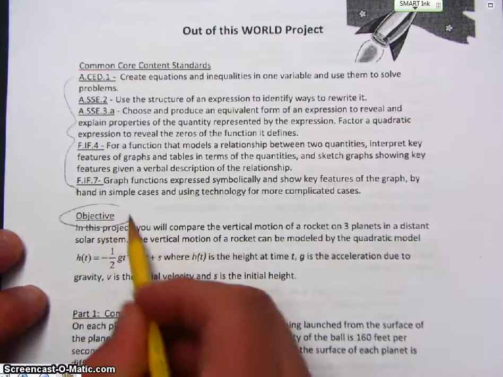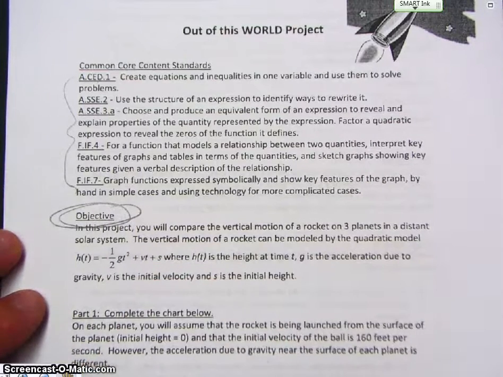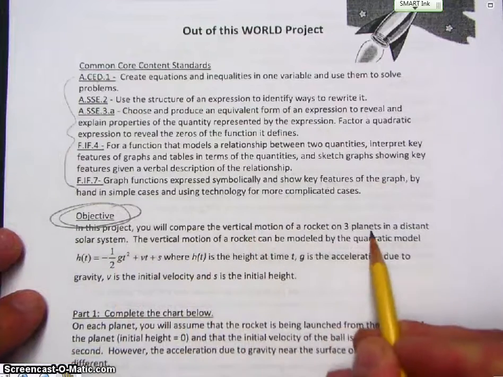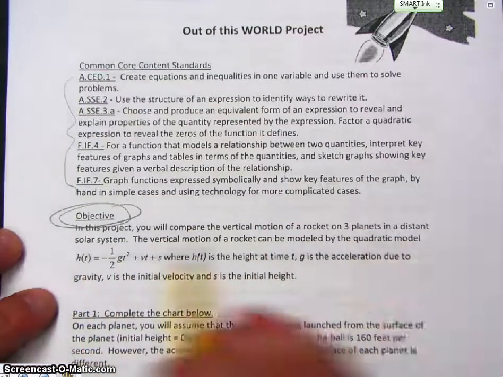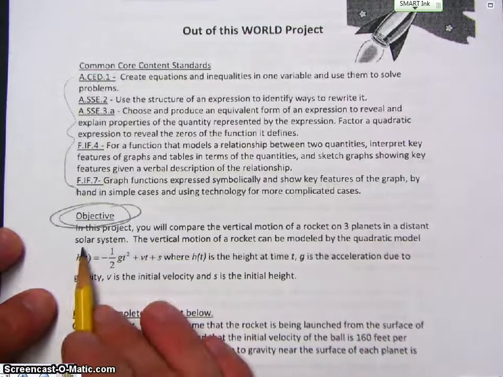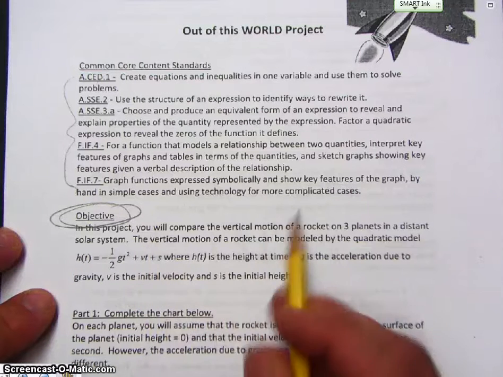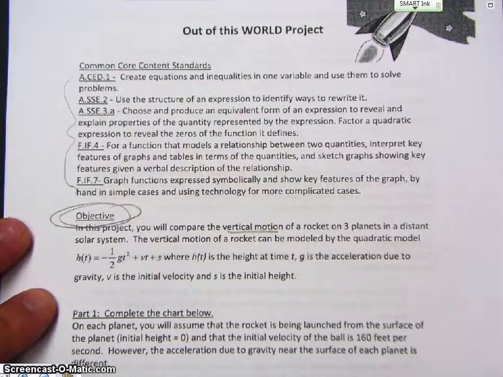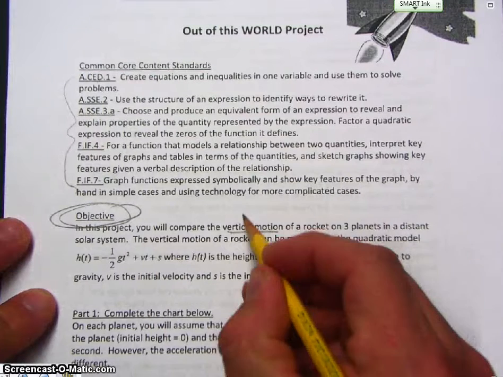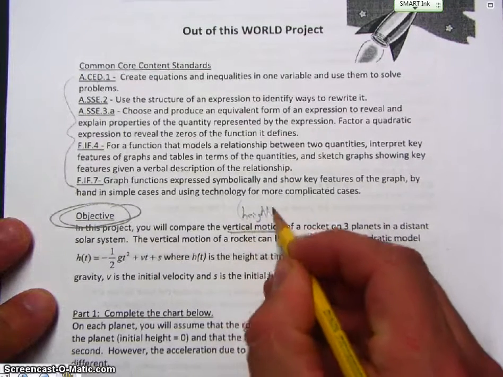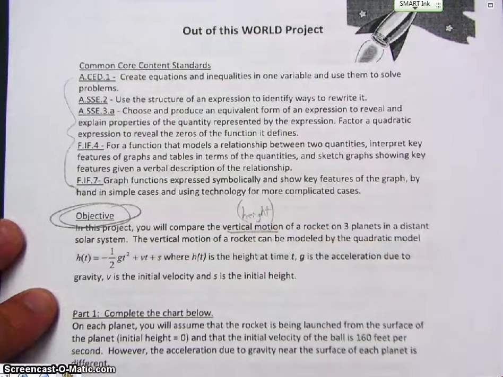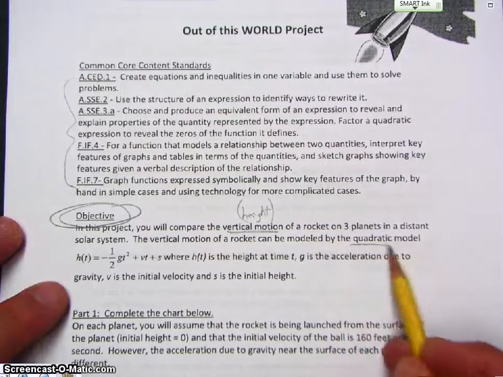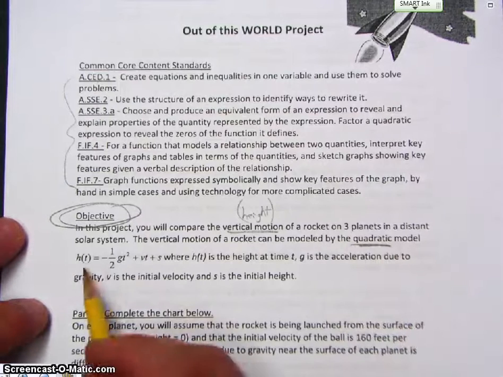All right, so let's look at the objective. In this project, you will compare the vertical motion of a rocket on 3 planets in a distant solar system. Right? So vertical motion. So we're talking about how high the rockets are going. About height. Now, the vertical motion of a rocket can be modeled by the quadratic model. Quadratic. That's what we've been working with.